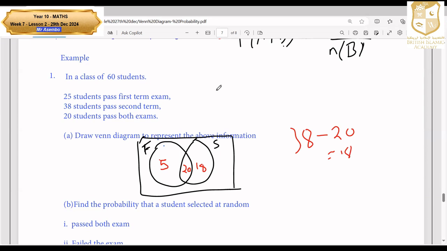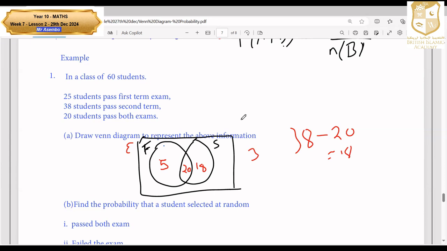Now let's check how many students we have already presented in this Venn diagram. Remember, we also have the universal set of 60 students. Let's add and see if they add up to 60. If they don't, the remaining ones are those who failed the first term exam and the second term exam. Now let's add 5 plus 20, that becomes 25.